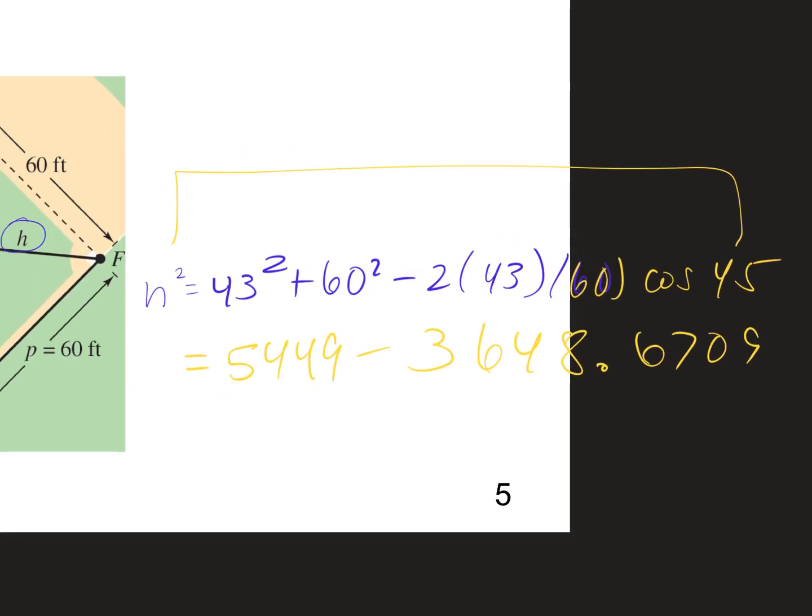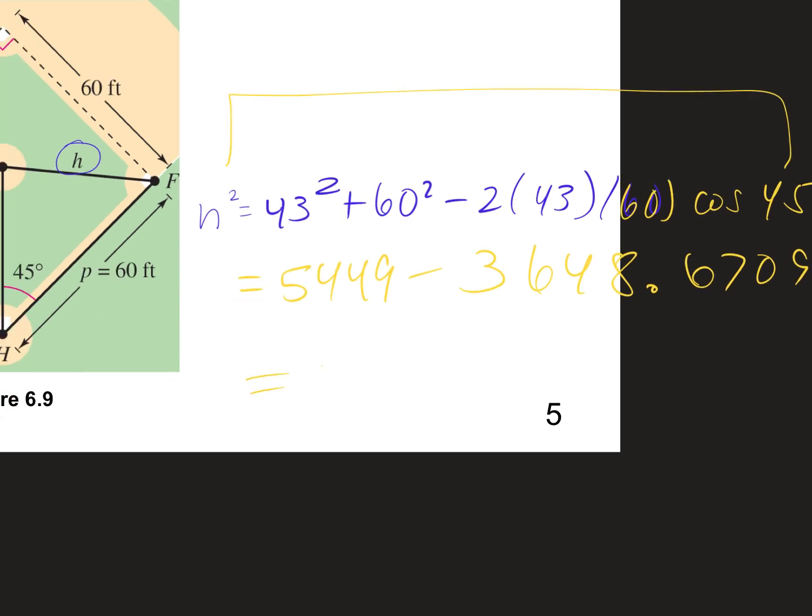So if I subtract those two, 5449 minus 3648.6709, I get 1800.3291. Now, if somebody answered this question and said, oh, it's 1,800 feet, right?